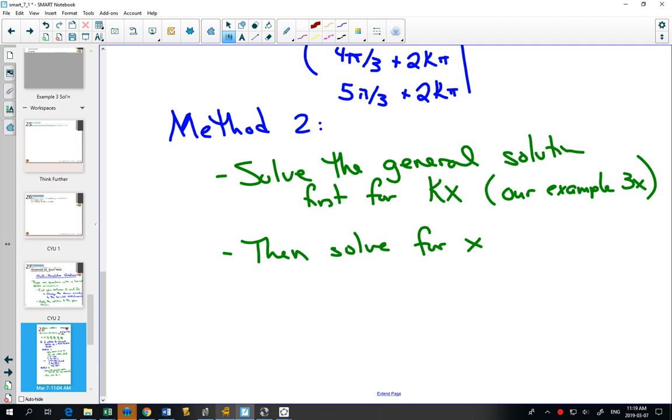So what does that mean? If we had this question, sine 3x equals 0, x belongs to all the real numbers. And this was the question we had first. Option 1 would be first to solve between 0 and 2 pi, which we did to begin with, and then add 2k pi to all of our answers. Option 2 here says solve the general solution first for whatever you have inside.